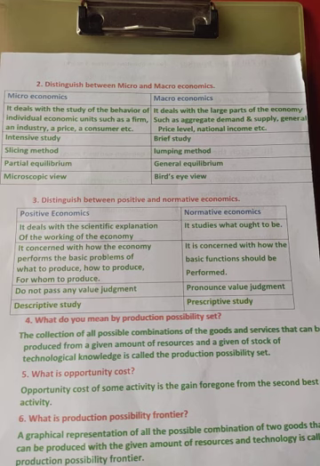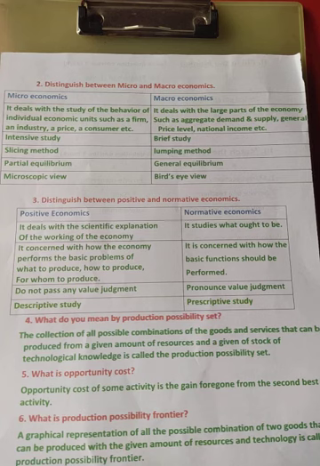Next, what is opportunity cost? Opportunity cost of some activity is the gain foregone from the second best activity. That means to get another commodity, we should sacrifice the present commodity.